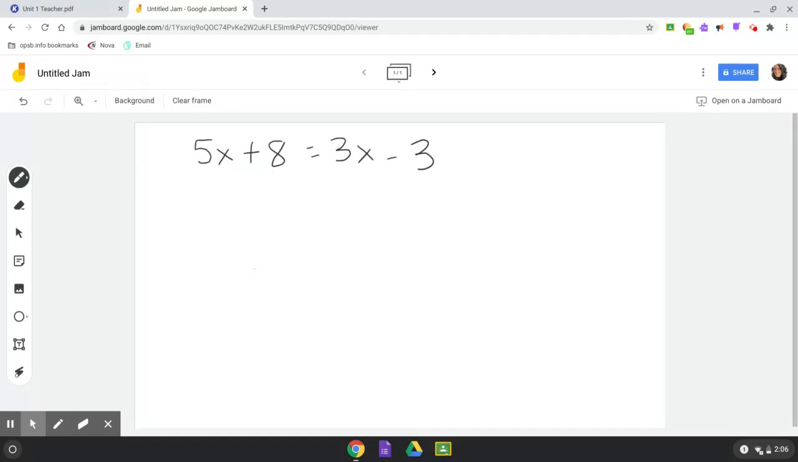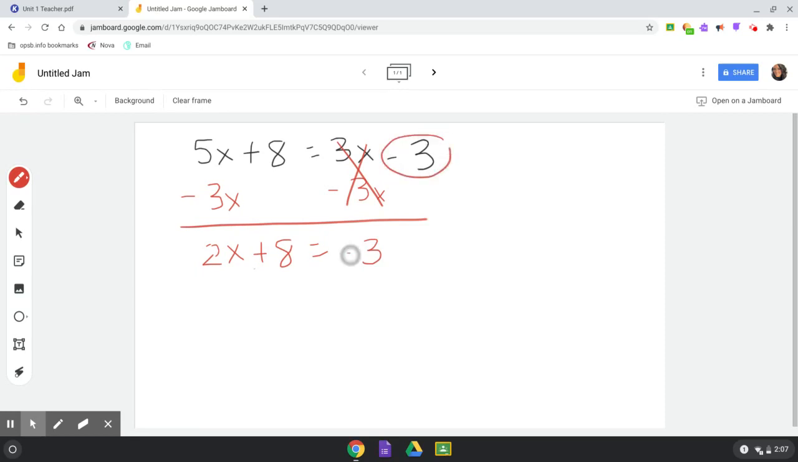I'm going to start off by subtracting 3x from both sides because I like to keep everything positive if I can. So 5x minus 3x is 2x. It's 2x plus 8 equals 3x minus 3x eliminates, and that leaves you with negative 3. Make sure you include that negative sign. That is negative 3, not positive 3.